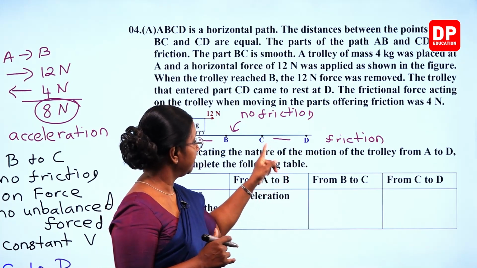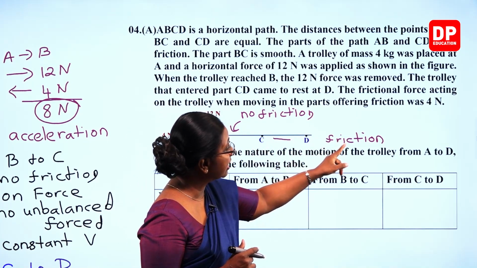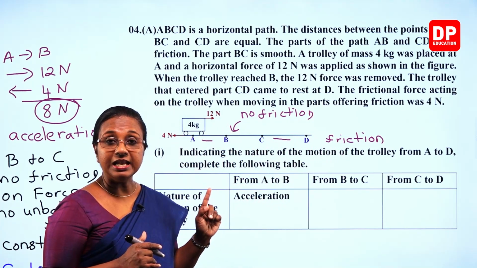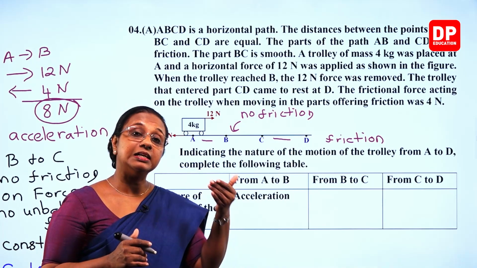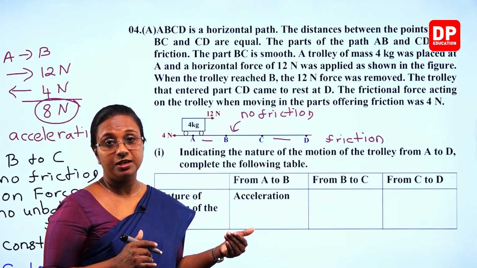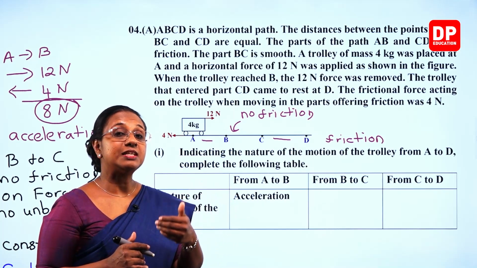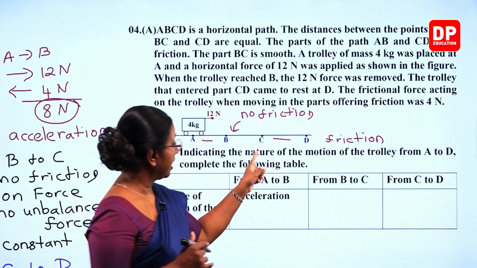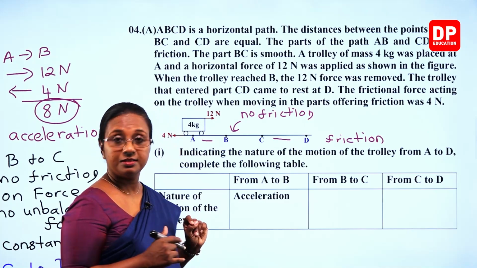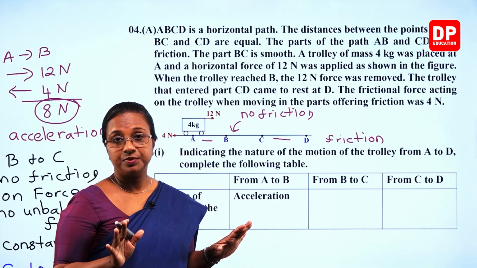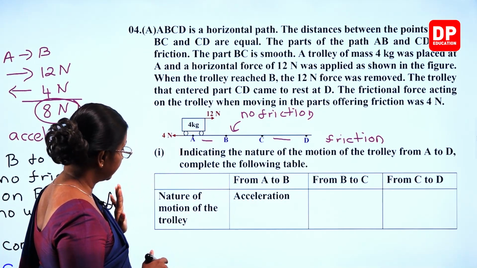But at point C, from point C to D, there is friction. So, then there is a force acting against the motion of the trolley. So, because of that, it will start decelerating. So, there will be deceleration there. Is that clear? So, with that, we'll answer the questions.